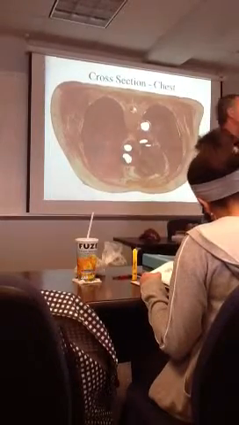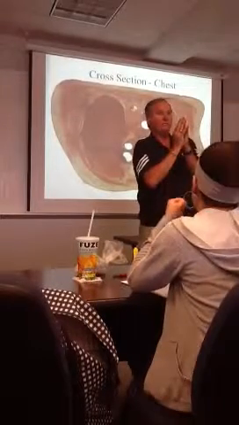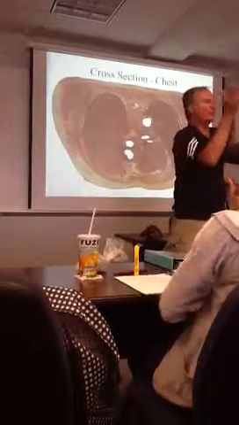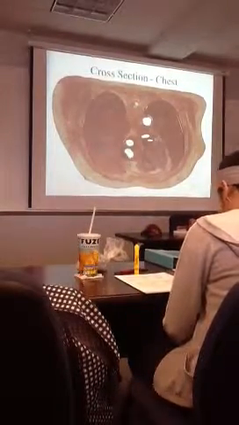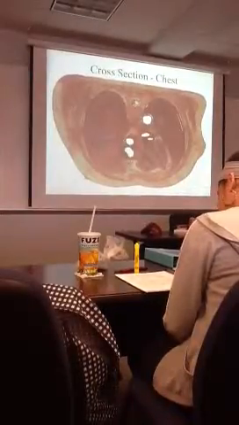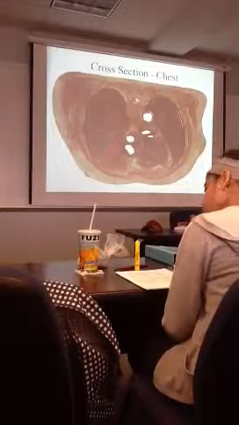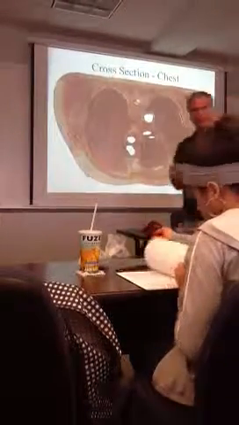filled with pleural fluid. What's happening when the lungs ventilate? They expand, inflate, and deflate, and they push up against these serous membranes, and they slide across the interior of the rib cage. Slide, no pain, no dysfunction because of that pleural fluid, right?